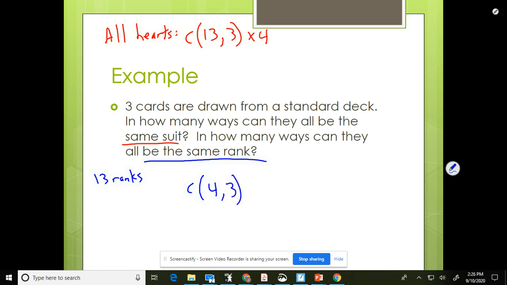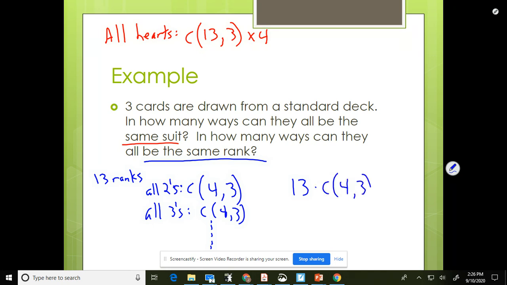But since there's 13 ranks, so let's just say this is all 2s. So then all 3s will be the same thing, right? These are all separate, so we would really add those, or we could just take, since there's 13 ranks, 13 times combination 4, 3. So those are always kind of tricky, especially first off, remembering what is a suit, what is a rank, and how many are in each one. That's first order of business there.